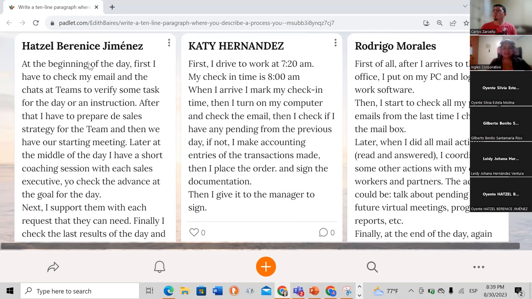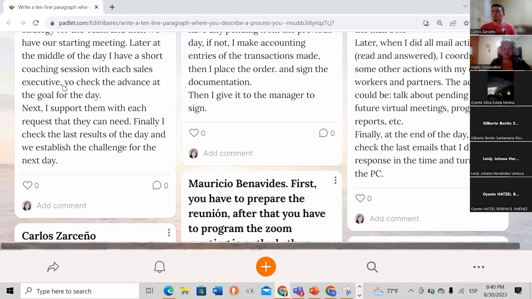Okay, let me check. At the beginning of the day, first, I have to check my email and the chat at Teams to verify some tasks for the day or instructions. It could be more than one, okay? Plural. After that, comma, I had to prepare the sales strategy for the team, and then we have our starting meeting. Good. Later, comma, at the middle of the day, I had a short coaching session with each sales executive.